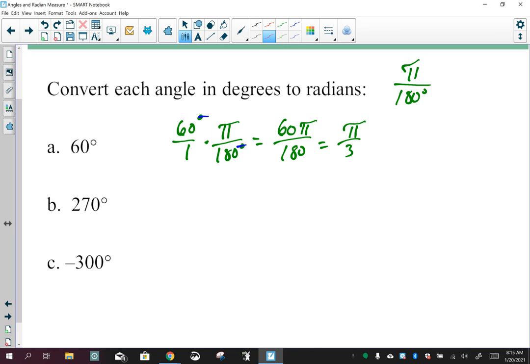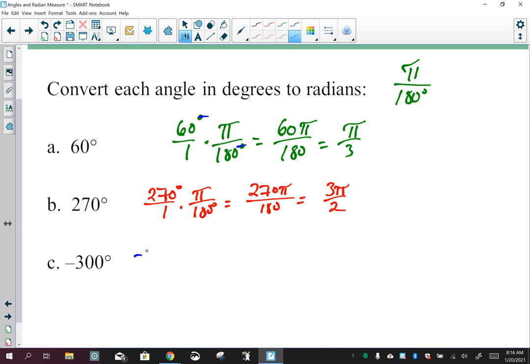All right. So let's see how we did. We have 270 over 1, and then pi over 180. Degrees cancel. That leaves me with 270 pi over 180. They both have 90 in common, so that's 3 pi over 2.